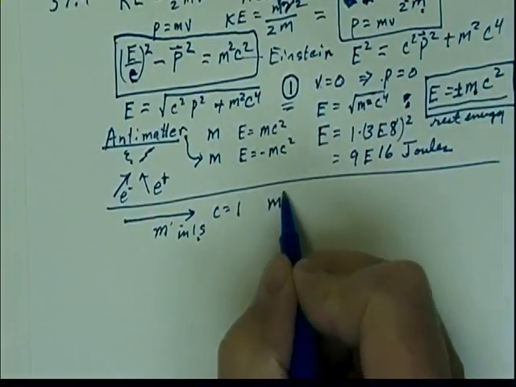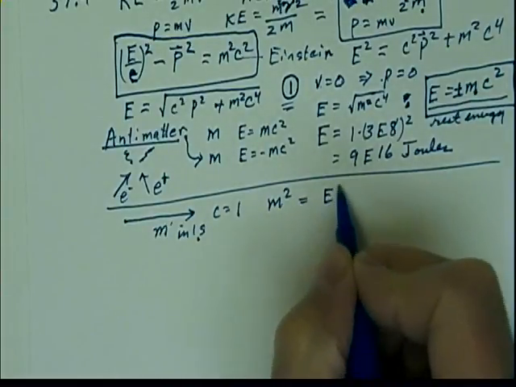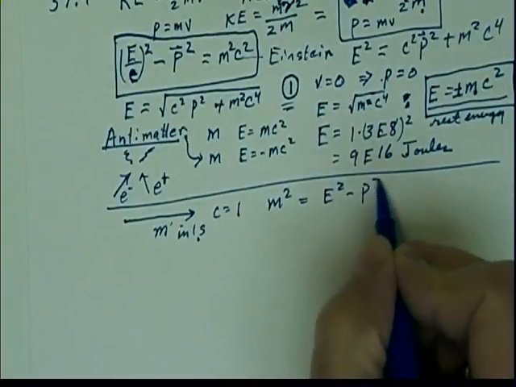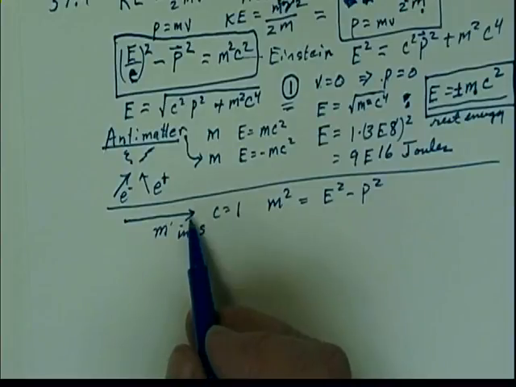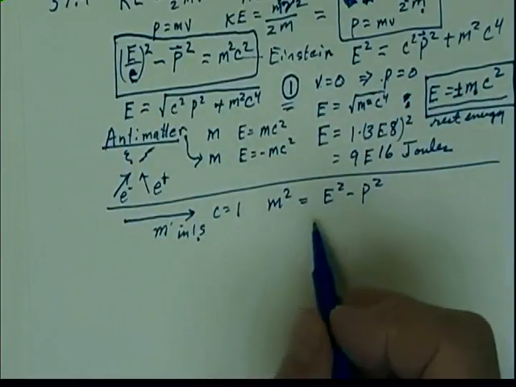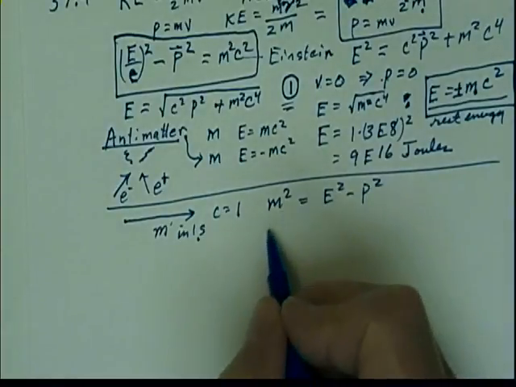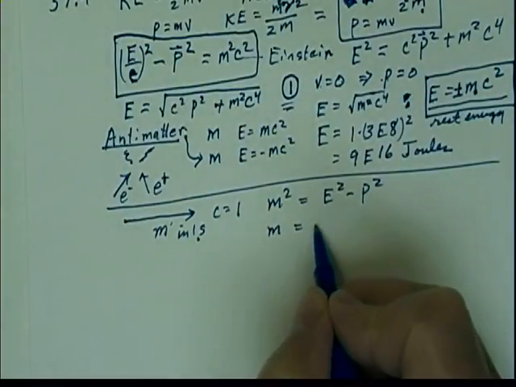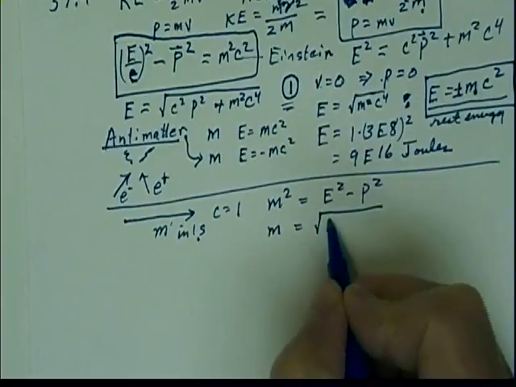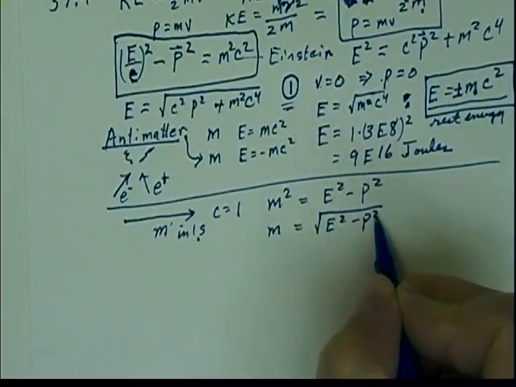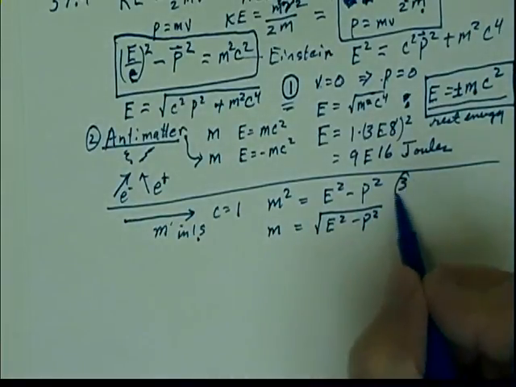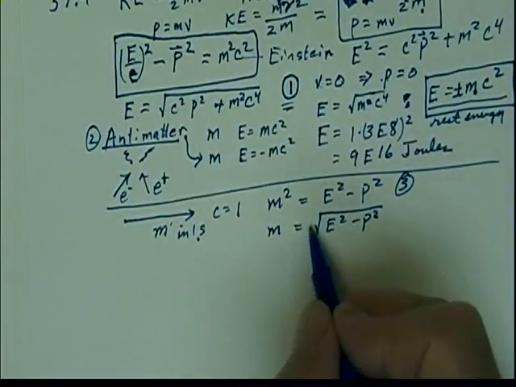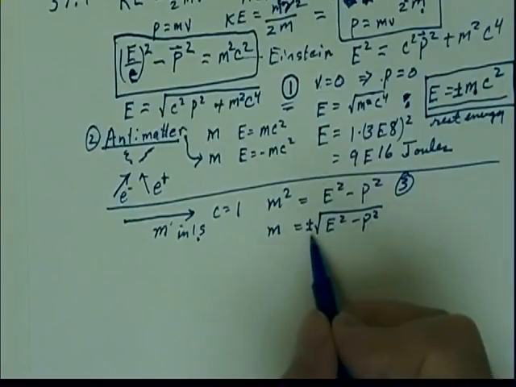Namely, it lets us write m squared is equal to e squared minus p squared. And that's just in this set of units. It's a very long meter. It's 186,000 miles long, but that doesn't matter. Now I want to solve for m, and I get m is equal to the square root of e squared minus p squared.